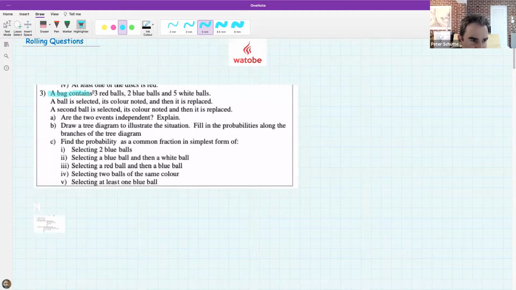A bag contains 3 red balls, 2 blue balls, and 5 white balls. And a ball is selected, and its color is noted, and then it's replaced. A second ball is selected, its color is noted, and then it's replaced. So the first question I want to ask you is, are these 2 events independent? Yes or no?